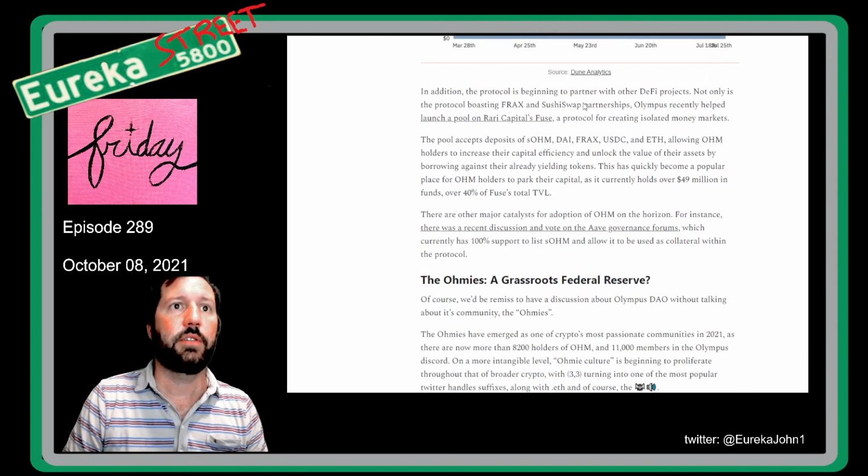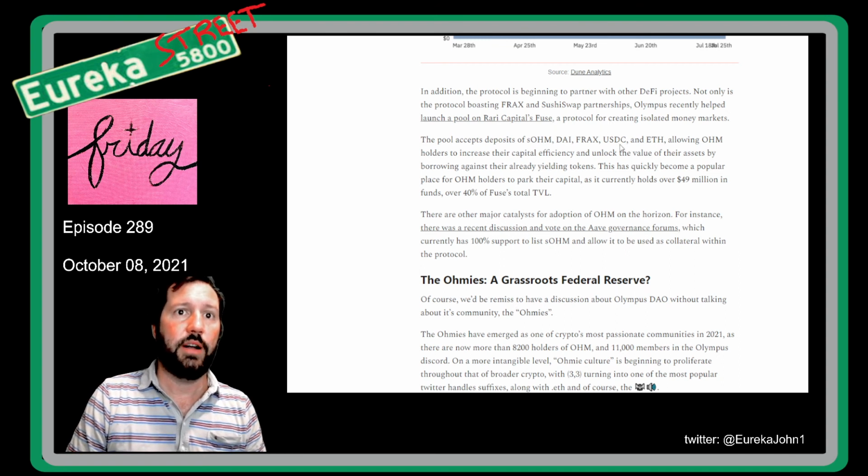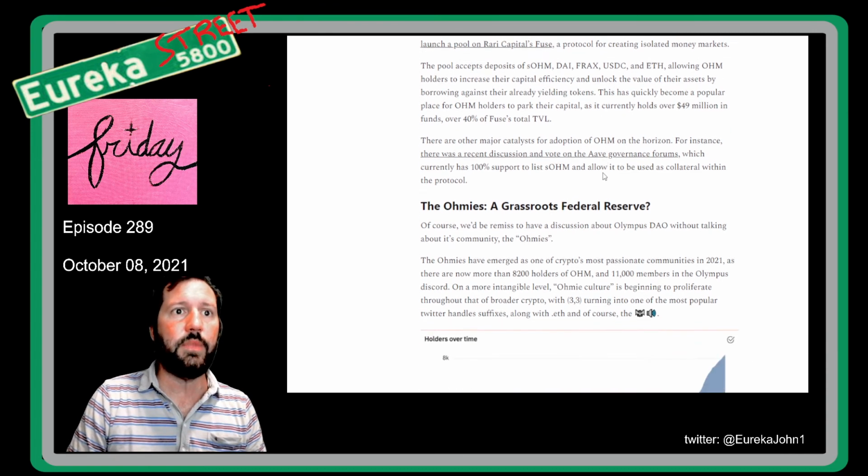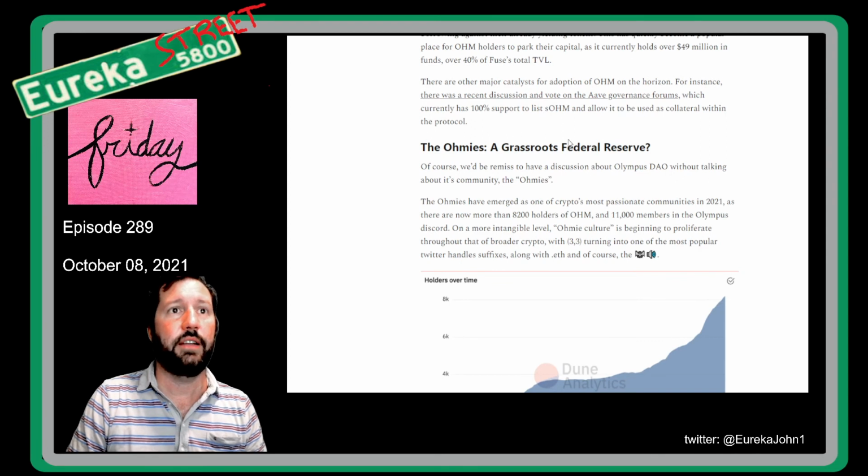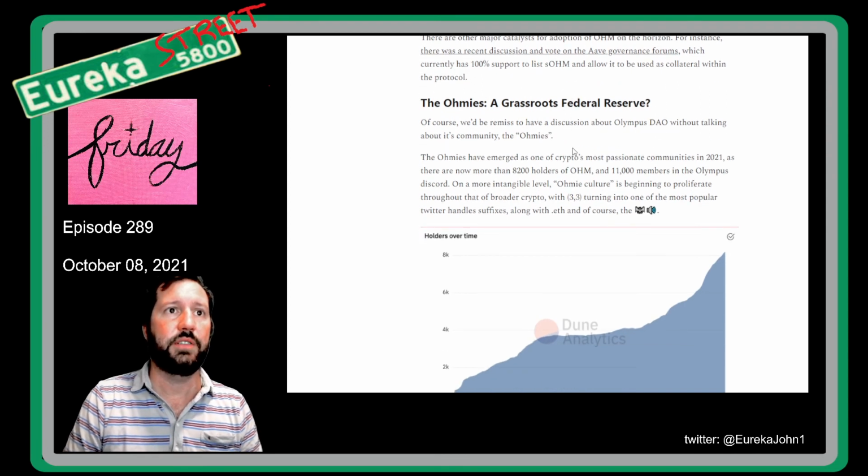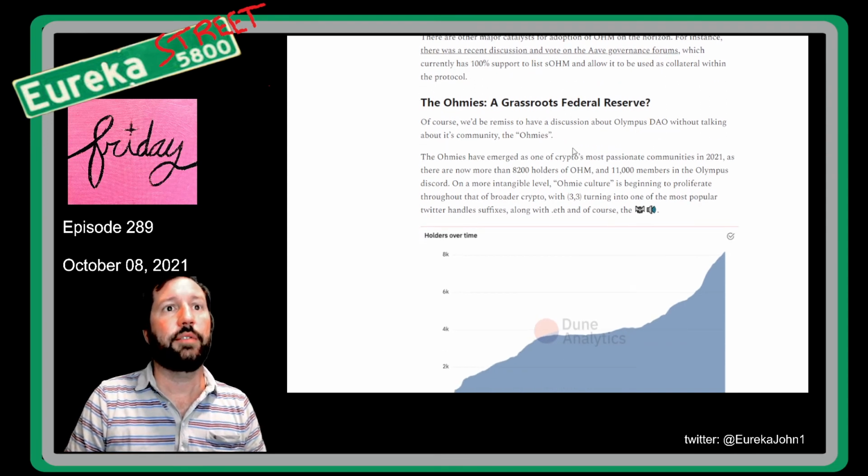In addition, the protocol is beginning to partner with other DeFi projects. So yeah, watch out for that. Not only are Frax and SushiSwap our partners, Olympus recently helped launch a pool on Rari Capital's Fuse, a protocol for creating isolated money markets. And then let's see, we have Aave on the horizon. I don't know if that's coming to fruition yet. And then OHMIs, a grassroots Federal Reserve.